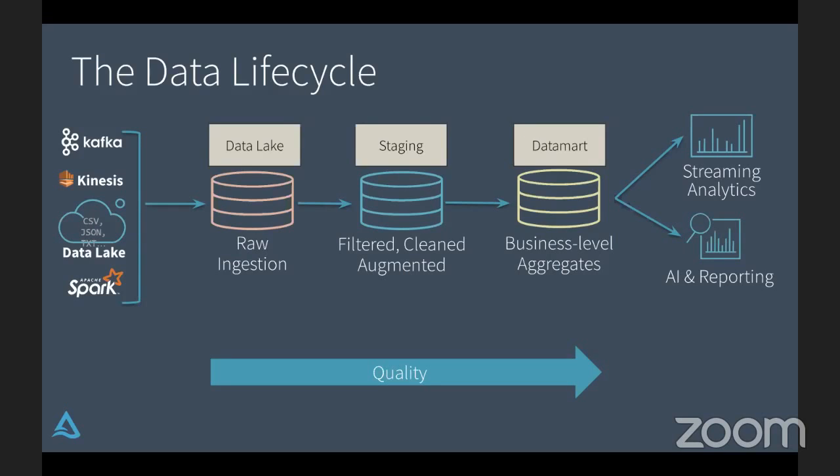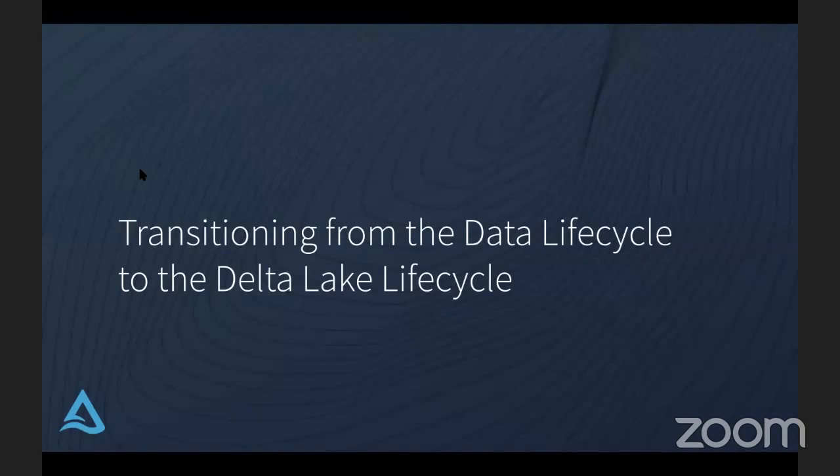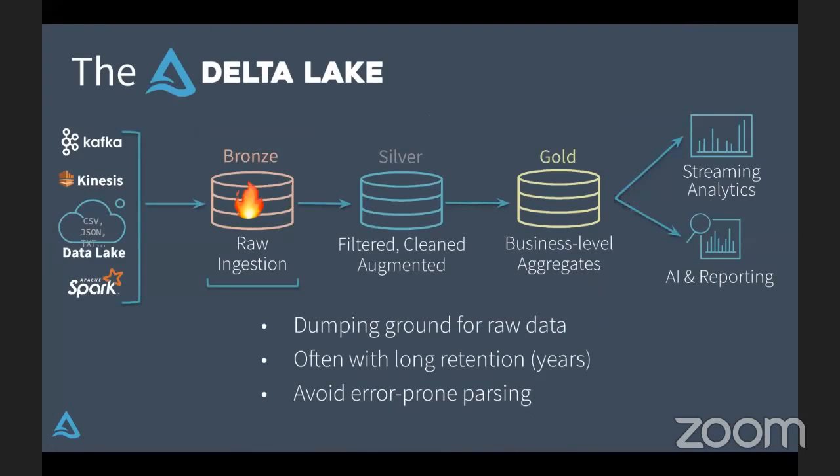The idea is that we're talking about different tables applied in a distributed manner in a distributed system. So that's what the architecture is about. And it also allows you to handle both streaming and batch data concurrently. So, how do we transition from this traditional data lifecycle to the Delta Lake lifecycle, right?